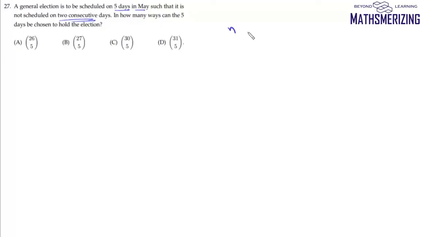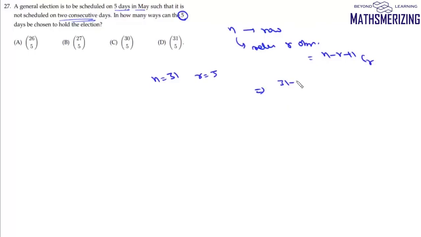So if we have n objects arranged in a row and we have to select r objects so that no 2 objects are consecutive, it is given by the formula (n-r+1)Cr. Now in May we have 31 days, so that means the value of n is 31. We'll need to find 5 non-consecutive days, so the value of r is 5. So the number of such selections will be (31-5+1)C5, and that will be 27C5, and that's your option number B.